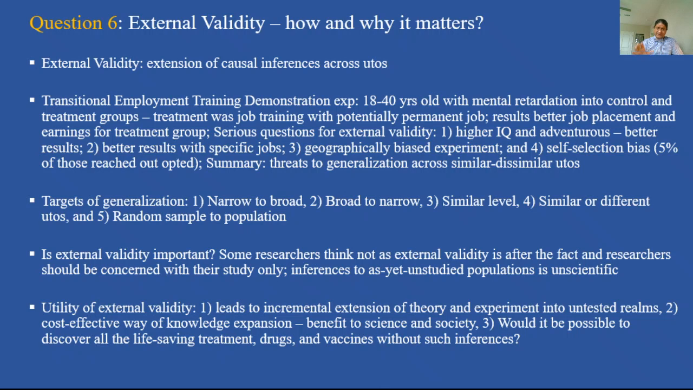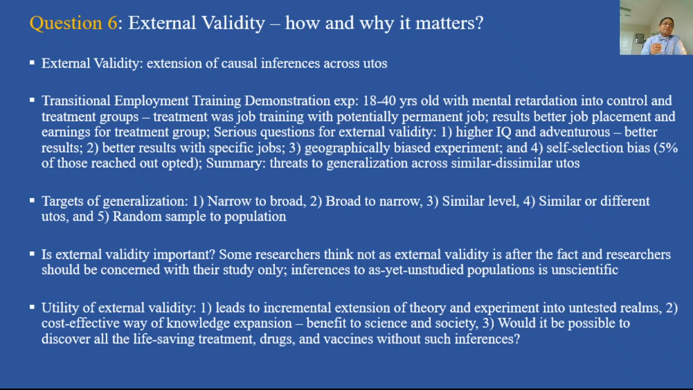The book talks about five diverse targets of generalization. One is generalization from narrow to broad. Second is from broad to narrow. Third is generalization at a similar level of aggregation. And fourth, generalization to a similar or different UTOs, especially concerned with units. And the fifth point they talk about is generalization from a random sample to the population from which the sample is drawn, which is what we are used to seeing in typical studies.